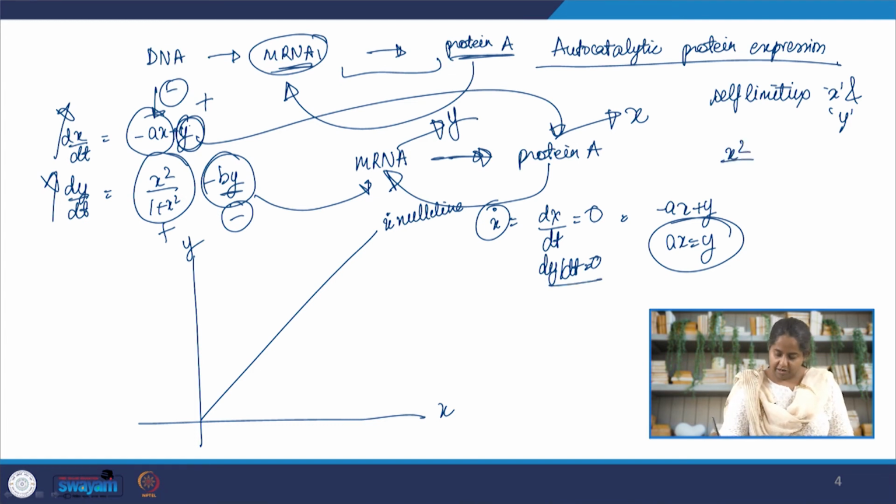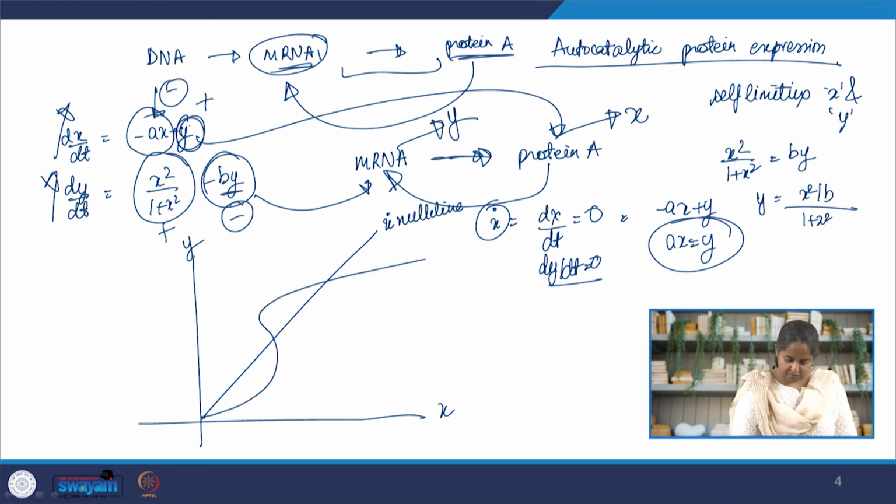Now the y nullcline will be when dy/dt is equal to 0. That is x squared by 1 plus x squared is equal to by. So y is equal to x squared by b times 1 plus x squared. This is a sigmoidal curve and it will look something like this. So this is our y nullcline.